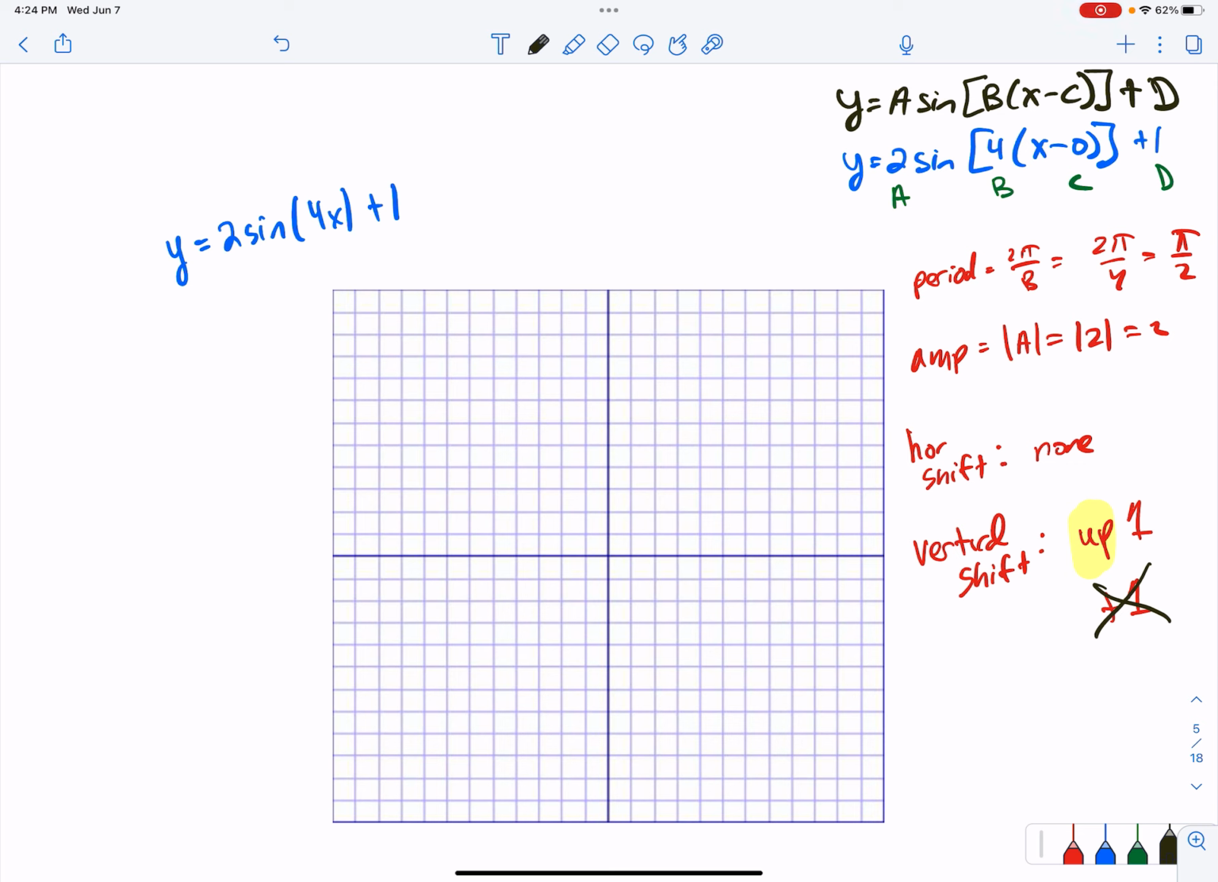Okay. All right. And then once we have our period length, what we do is we split that into 4 equal sections. So our period length is pi over 2. So we're going to put that in a number line, and we're going to split that into 4 equal sections. So 0 to pi over 2. So split that into quarters. So half of pi over 2, just multiply pi over 2 times 1/2. I get pi over 4. And then multiply that again by 1/2. I get pi over 8.